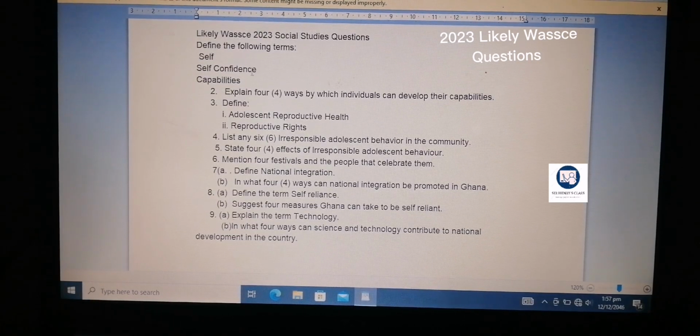Okay, now the next question says we should explain 4 ways by which individuals can develop their capabilities. Okay, sorry, we're asked to define capabilities as well. So what is capabilities? Now capabilities simply refers to the strength of an individual. It generally talks about the things that an individual is able to do.